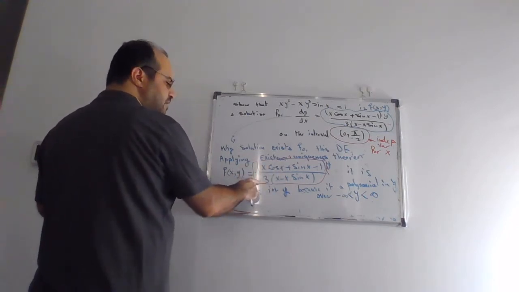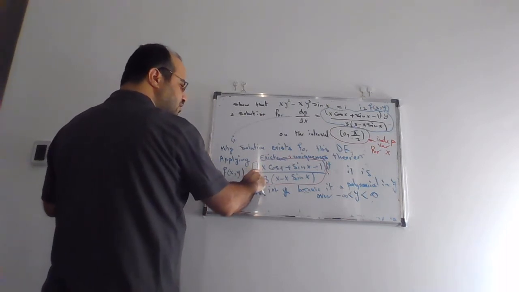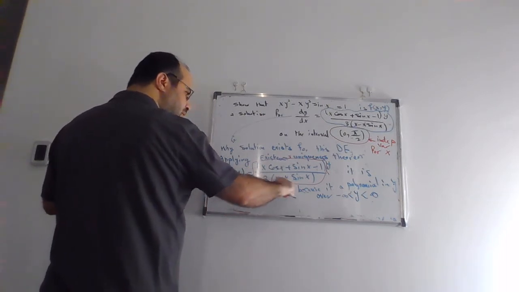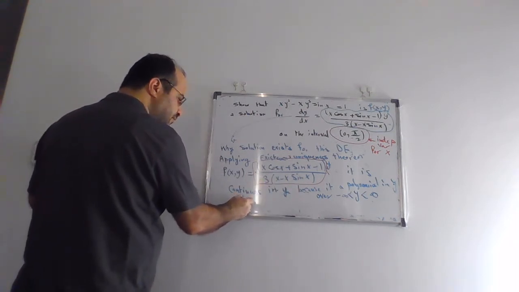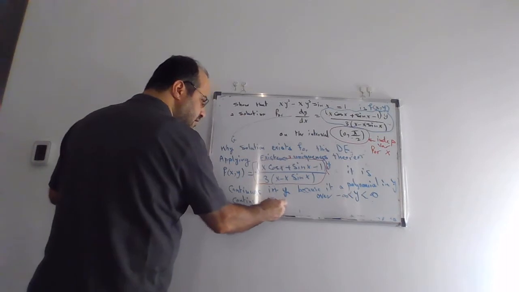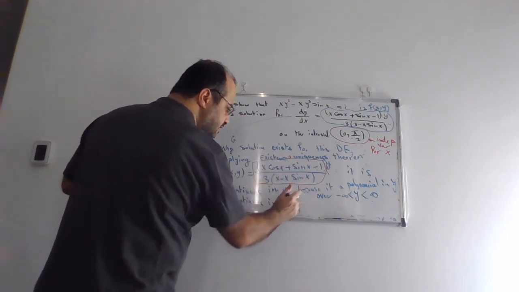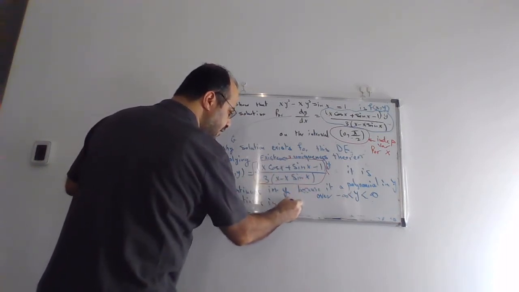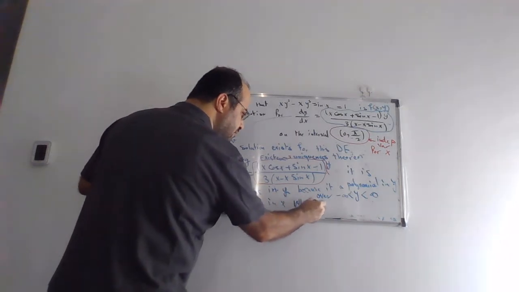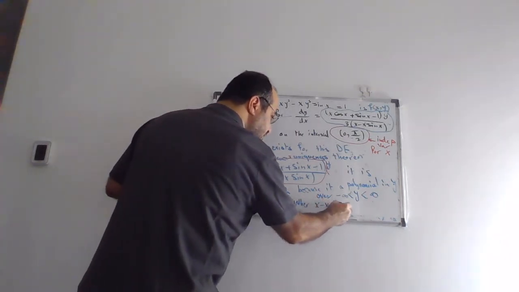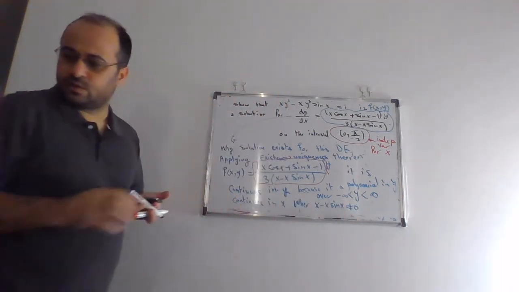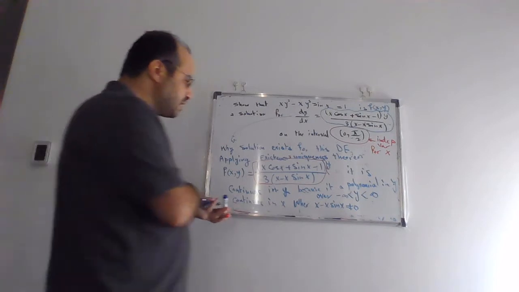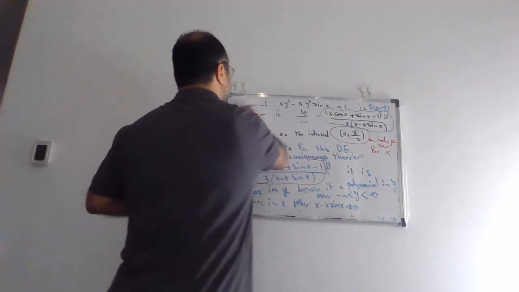So in x, it is a quotient function. To be continuous in x, the denominator should not equal 0. So I'm going to say continuous in x when the denominator is not 0, when x minus x sine x is not 0. So I have to exclude some points here. Let me show you what's going on here.